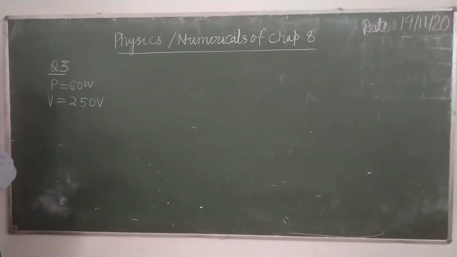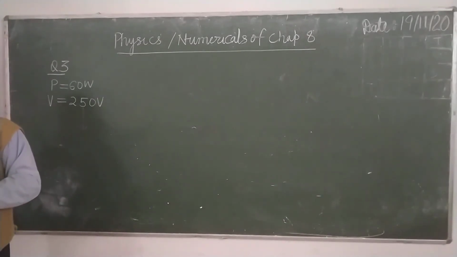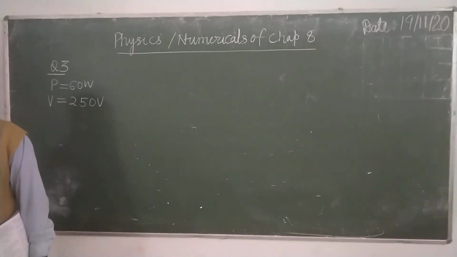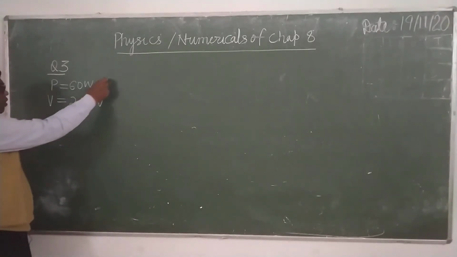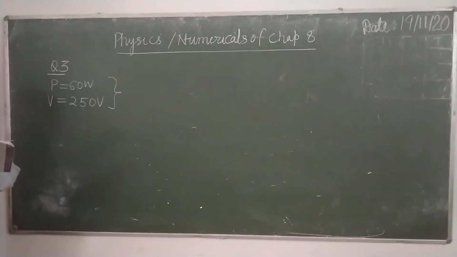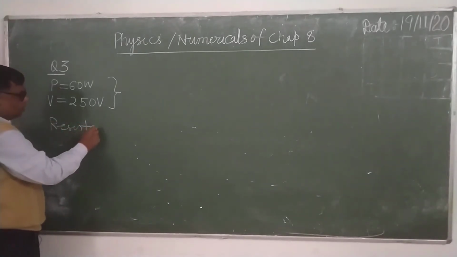But here it is given that if the line voltage, means supply voltage, falls to 200 volt, how is the power consumed by the lamp affected? It will be reduced. But it will be reduced to which value? That you have to determine. So from here, what will you determine? You will determine the resistance of the bulb, lamp. Resistance of the lamp. It is clear?